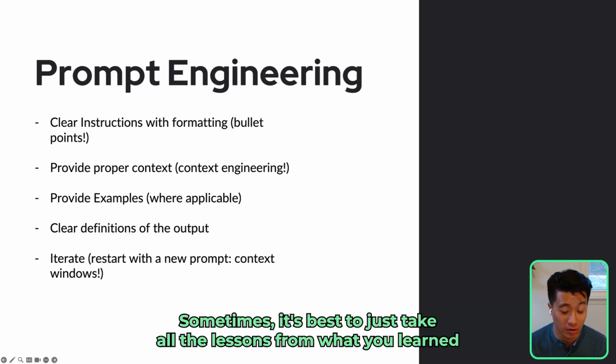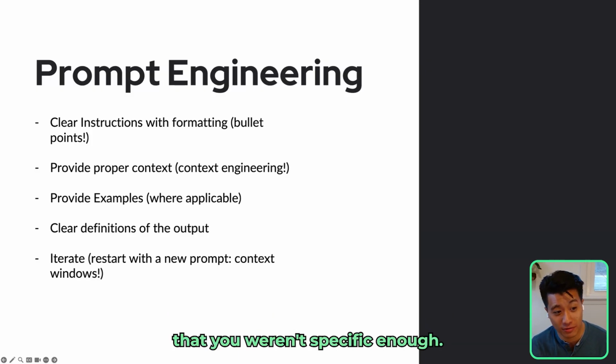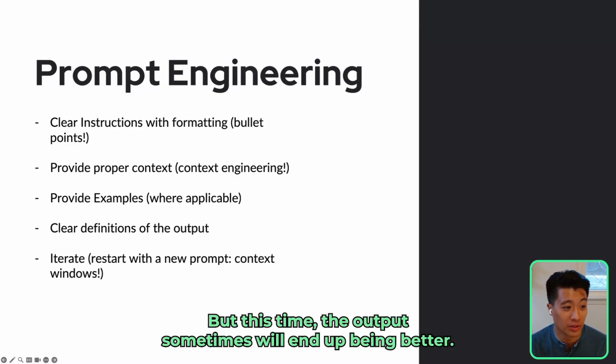Sometimes it's best to just take all of the lessons from what you learned, because usually if it produced something wrong, it means that you weren't specific enough. So go back, start a new window, and write in all of the things that you learned from how you prompted it the first time, and this time the output sometimes will end up being better.